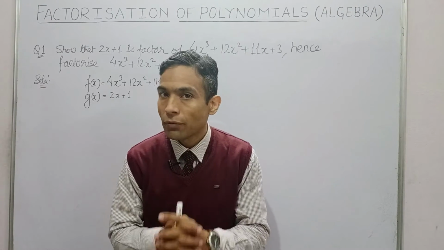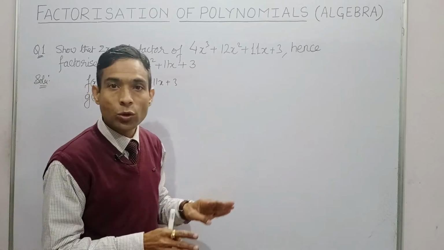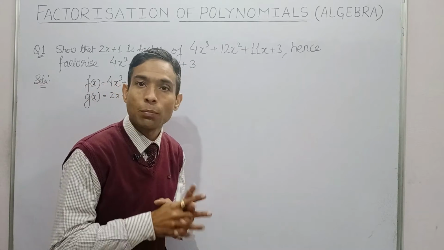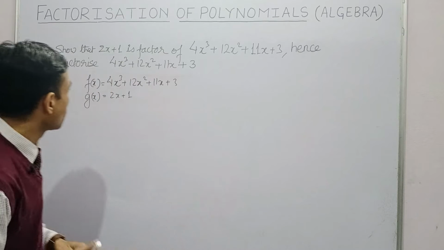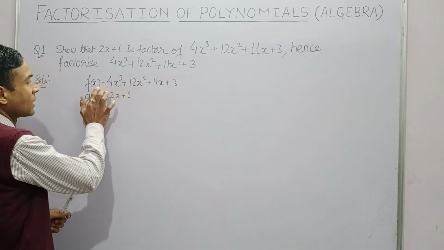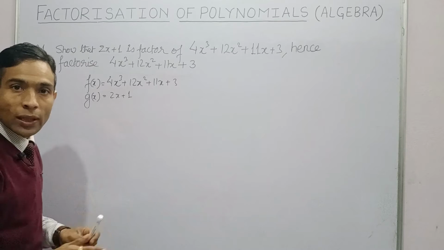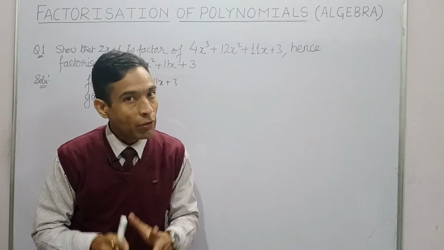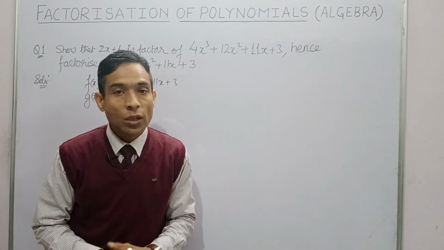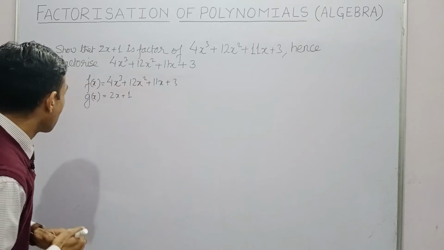In our first question, we have to show that 2x plus 1 is a factor of the given polynomial, which is 4x cubed plus 12x square plus 11x plus 3, and hence we have to factorize the same polynomial. First of all, let's take the given polynomial as f(x) and 2x plus 1 as g(x). Now you know that factor theorem is a special case of remainder theorem and we know the working of remainder theorem. Therefore, the working of factor theorem will be the same. Now let's apply it.